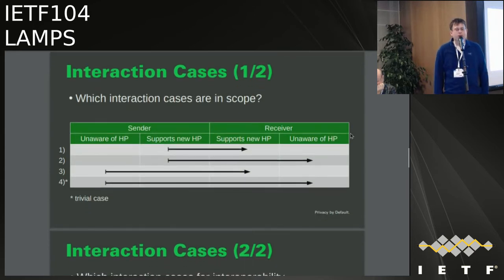Okay, thanks. So I don't think there's so much discussion on this. It's basically which interaction cases we need to support. Certainly, if both clients support the new header protection mechanisms, but we also need to probably support that if a client who supports that new mechanism is talking to a client who doesn't know anything about header protection, we probably also have to say something about the other thing.